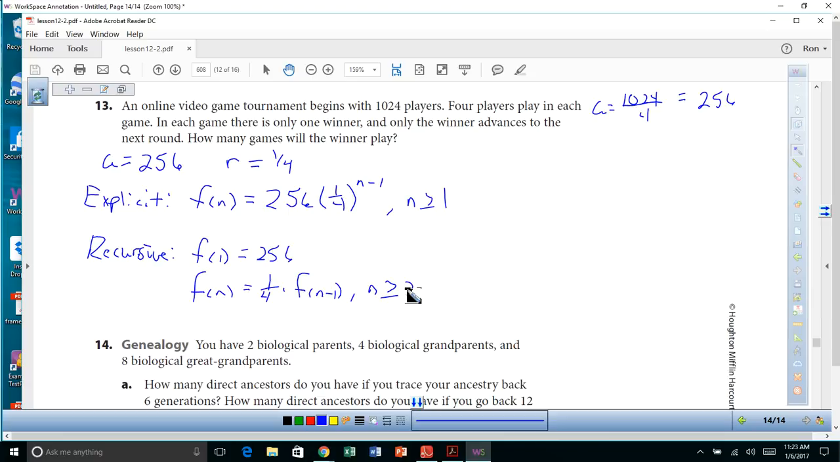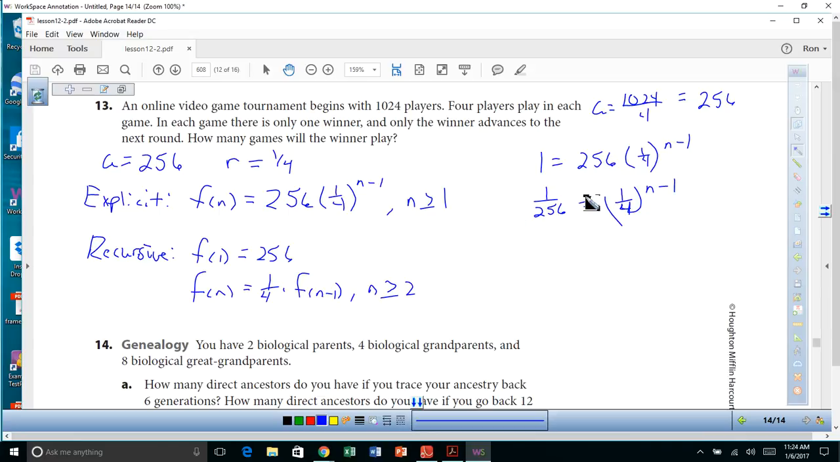So let's figure it out. We want to get down to the final person. So that would be 1. That would be the overall winner. And we have 256 times 1/4 to the n minus 1, right? So let's divide both sides by 256, and we get 1 over 256 equals 1/4 to the n minus 1.